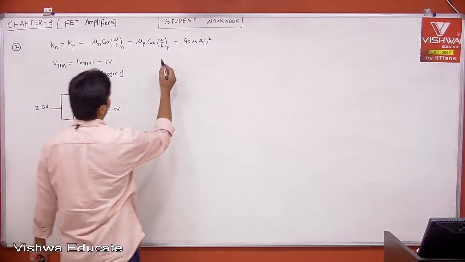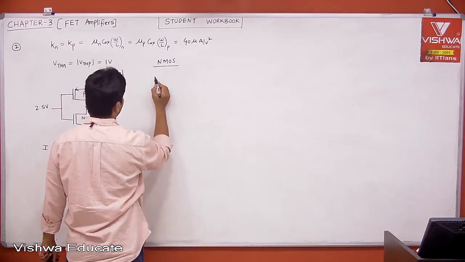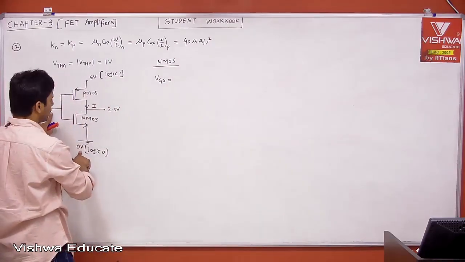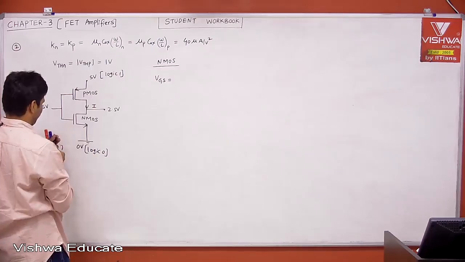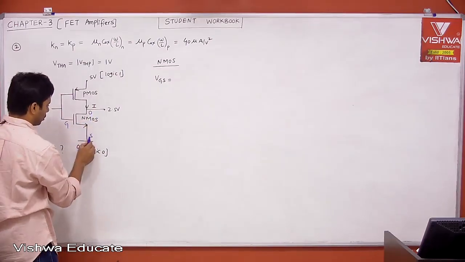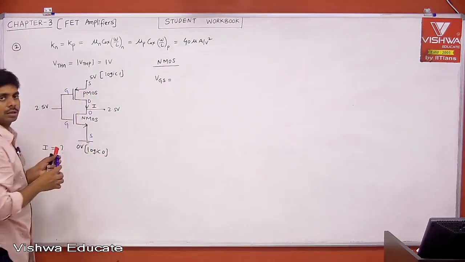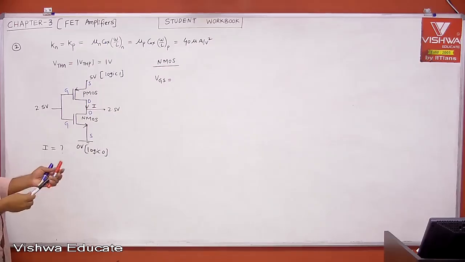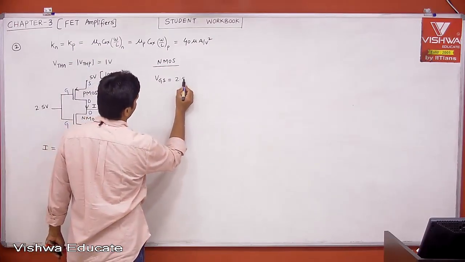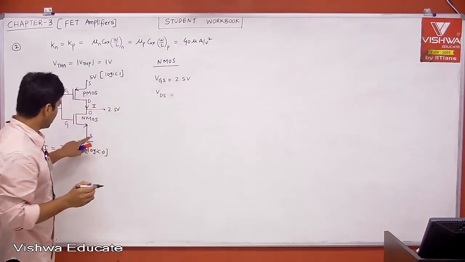Therefore, tell me, if you take NMOS, what is VGS? VGS of NMOS, 2.5 and then 0, right? Because this is gate, drain, source. For PMOS, gate, source, drain. Okay? Therefore, what is VGS? VGS is nothing but gate to source, 2.5. What is VDS? VDS is also 2.5.